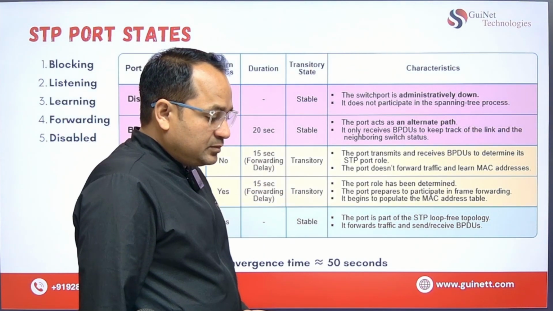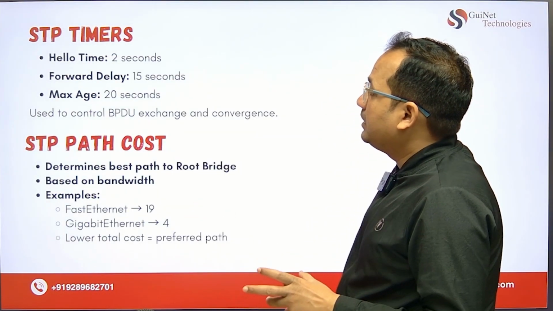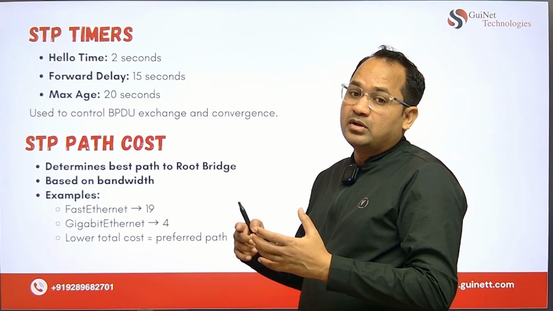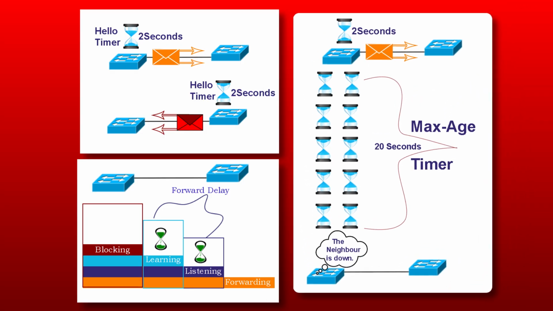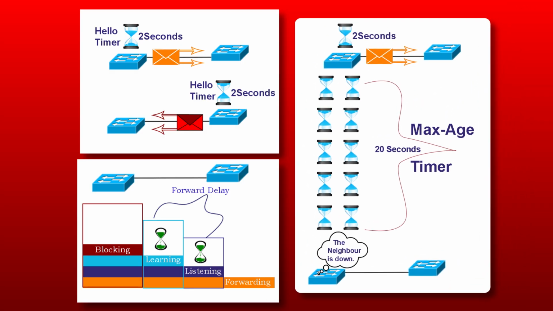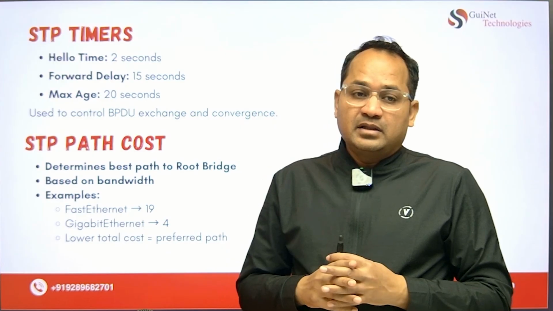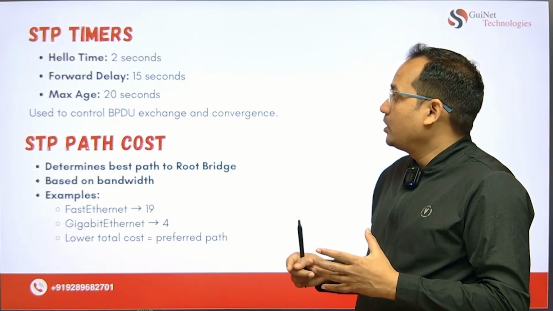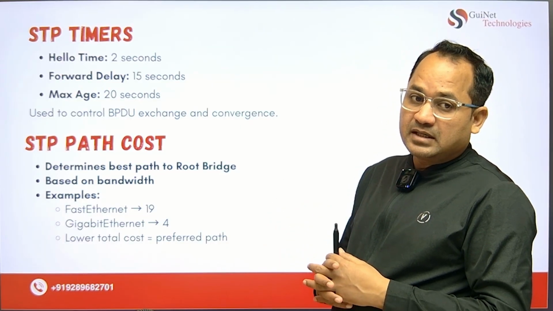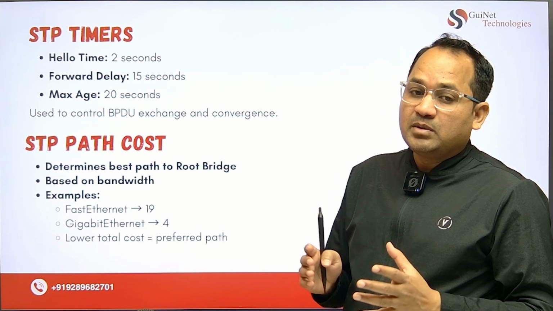All right. Now we have to move on to the further discussion. Now in STP, we have the timers. When you run STP, we have the hello timer, the forward delay, and the max age. It means every 2 seconds you exchange the BPDU, right? And if you don't get any BPDU after 20 seconds, the switch will understand that you are down. And forward delay means you have to forward the frames after 15 seconds of convergence. So this is how it happens, and it is used to control the BPDU exchange and convergence.